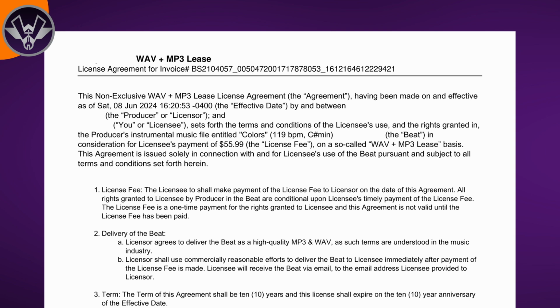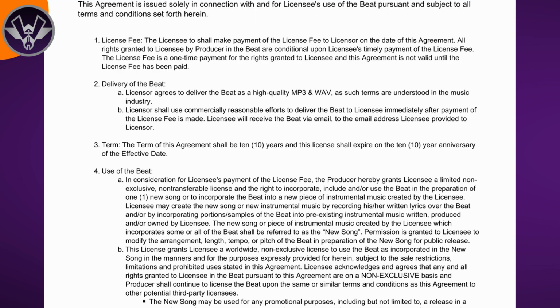So to dive into the first important thing that you want to always pay attention to when you're looking at a BeatStars licensing agreement, it's the term. And usually that's going to be the third thing that you'll see, the term. The reason we don't talk about the first and second is because they're the obvious things. They're just letting you know what you're licensing, whether it's an MP3 or WAV, this, that, and the third. But number 3 is the term. The term of this agreement shall be 10 years.